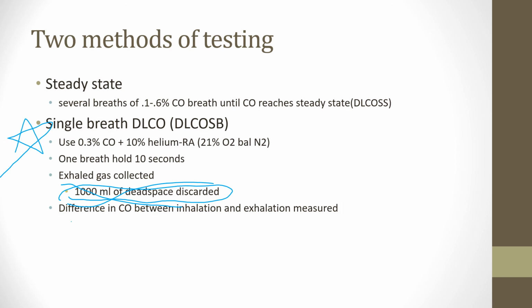And we're going to look at the difference between the carbon monoxide we gave the patient, which was 0.3%, and then the concentration that they exhaled. If we gave them 0.3% and they exhaled 0.29, then we know that hardly any of it got diffused into their system. But if we gave them 0.3% and they exhaled 0.01, then there's a big rate of diffusion there, and their AC membrane is very healthy in that situation.